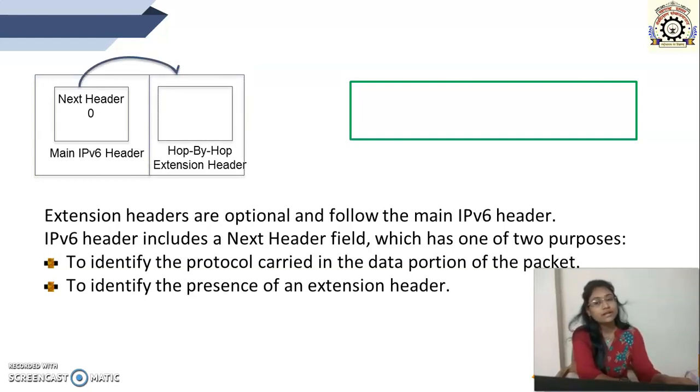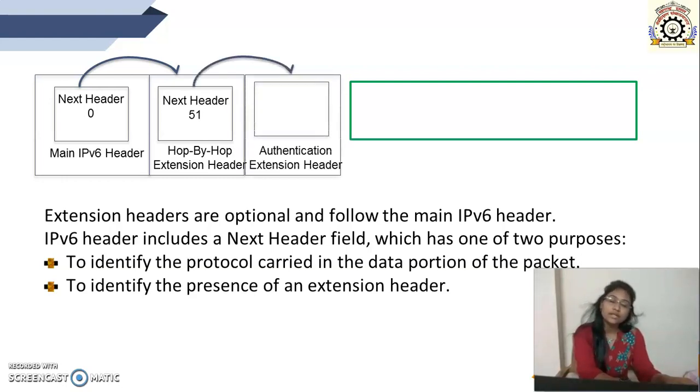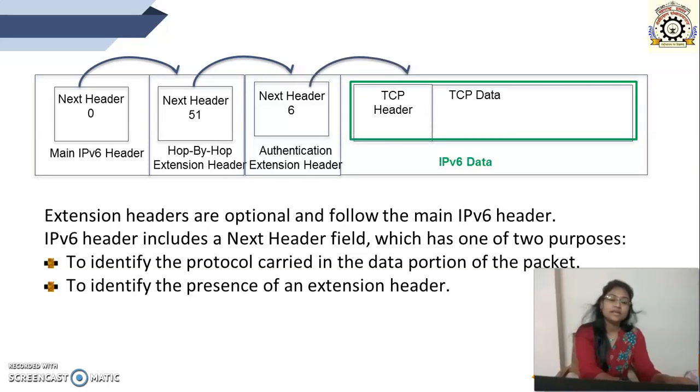Again, the hop-by-hop extension header contains the next header field and this field contains the value 51. The 51 is the value for the authentication extension header. So we can say that the hop-by-hop extension header is followed by the authentication extension header. Again, the authentication extension header contains the next header field, and it contains the value 6, and we already learned that 6 is the value for the Transmission Control Protocol, which is the protocol used in the data from the upper layer. It means the data field. So we can say that TCP is the protocol using the IPv6 data.